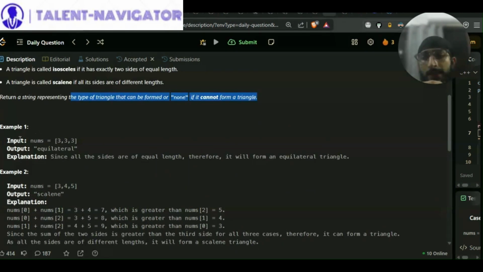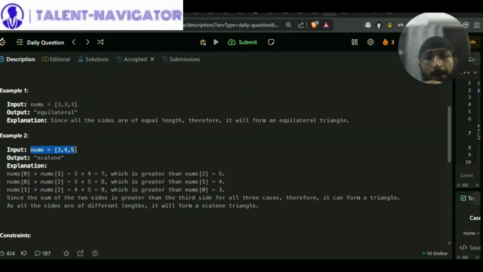So basically, in the example, you can see when we have all equal sides, the triangle is equilateral, and if we have all different sides, we have a scalene triangle. Basically, how we check it is, in this example, nums[0] plus nums[1] gives us 3 plus 4, which is 7, which is greater than nums[2], 5. Then we check nums[0] and nums[2], that is 3 plus 5, would be greater than nums[1]. And we also check nums[1] and nums[2], that is 4 plus 5, which is greater than 3. So we basically need to ensure that the sum of any two sides is greater than the third side, right? This is a property of any triangle. So that's how we check for that.